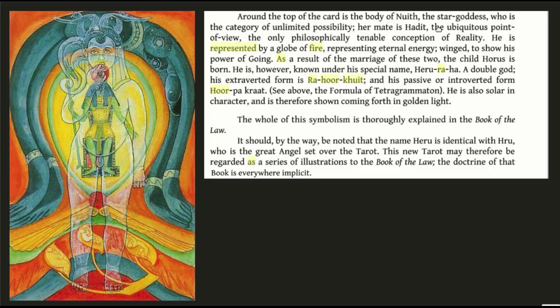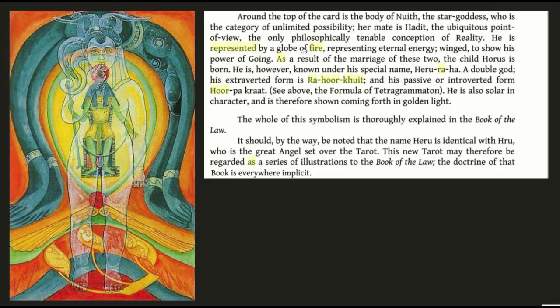Her mate is Hadit. That's the other god, the male counterpart to Nuit. Her mate. The ubiquitous point of view. That word point is important. Hadit is almost always associated with being a point, including the point in the mark of the beast, or right there, there's the point in that disc that has the wings. That's why there's a point in there. He's going to be represented by that, as Crowley is going to explain. The ubiquitous point of view, the only philosophically tenable conception of reality.